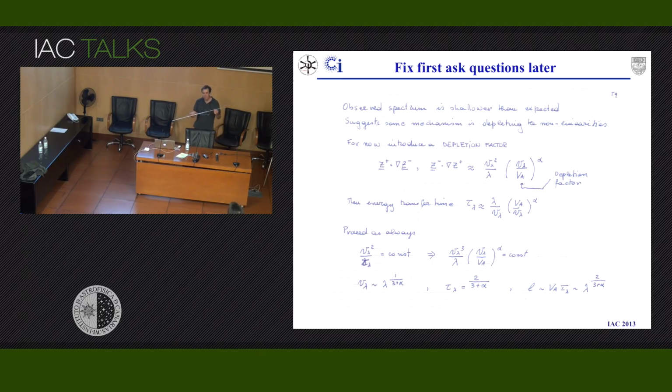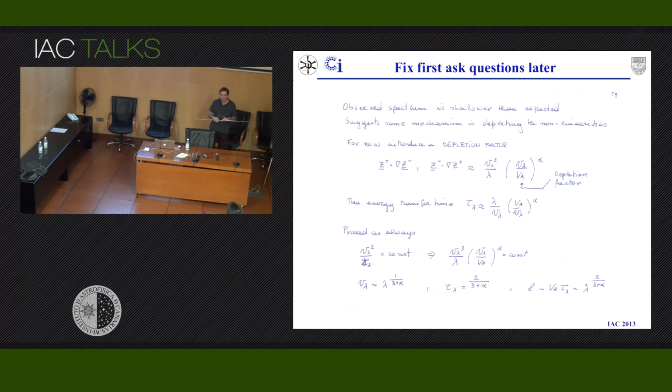So what is the problem? The problem is that you expect the spectrum to be k_perpendicular to the minus 5/3, and it's not. It's k to the minus 3/2, so it's shallower than you expect. But if you get a spectrum that is shallower than you think, you fix it by saying the interactions are a little bit weaker than you thought. As soon as you have a weaker interaction, your spectrum gets a little bit shallower. So I can just fix it.